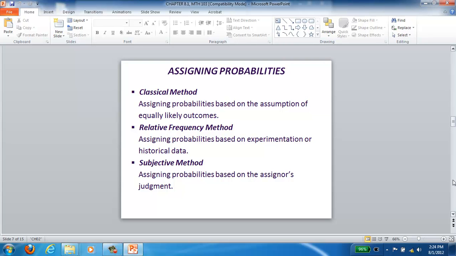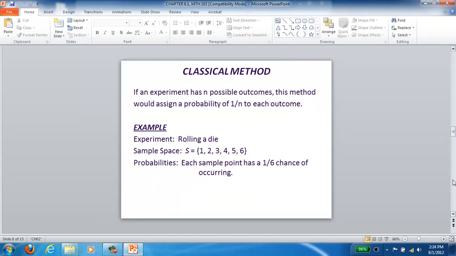You can assign probabilities by using any of these 3 methods. The first one is known as the classical method, where you assign probabilities based on the assumption of equally likely events. The relative frequency method is based on historical data, and the subjective method is based on someone's judgment or opinion. In the classical method you assign a probability of 1 over n to every outcome. When you roll a die, for example, you have a probability of 1 over 6 to get a 3, 1 over 6 to get a 2, and so on. So this is the experiment, this is the sample space, and this is the probability.